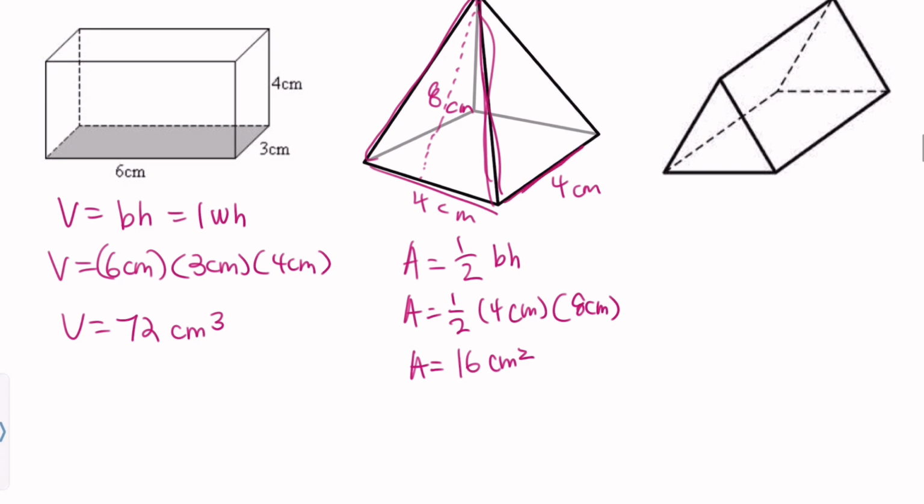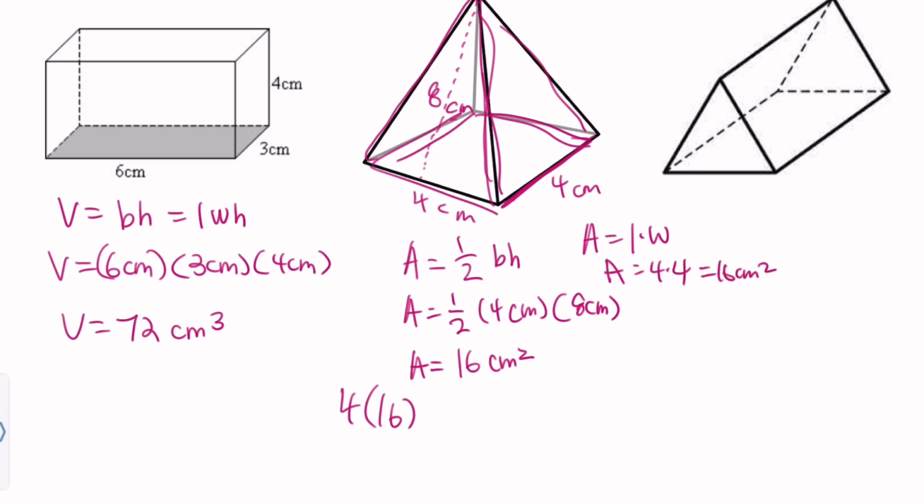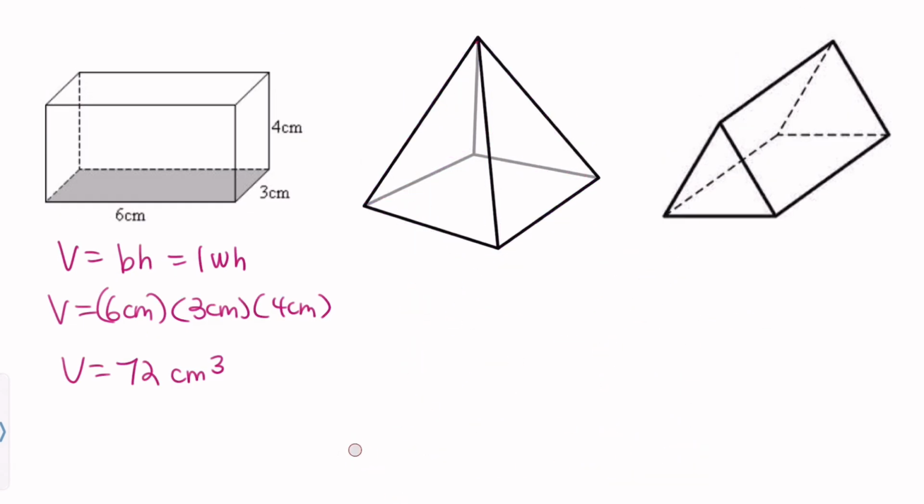Since we know that this is a square, we can just do 16 times 4 to find the area of all the triangle sides. And then the base right here, the area of that is just going to be equal to length times width, which is equal to 4 times 4, is 16 centimeters squared. So we just do that plus 16 centimeters squared again, and we get 80 centimeters squared as the total surface area. I'm not going to go over volume for this one, since the volume formula is already on your reference table. You can just refer to that.